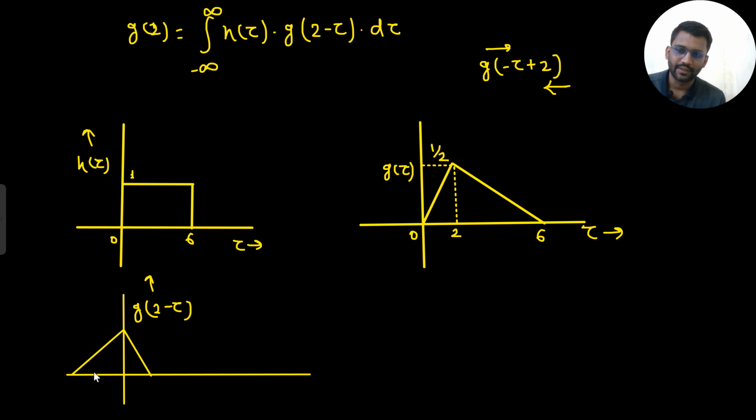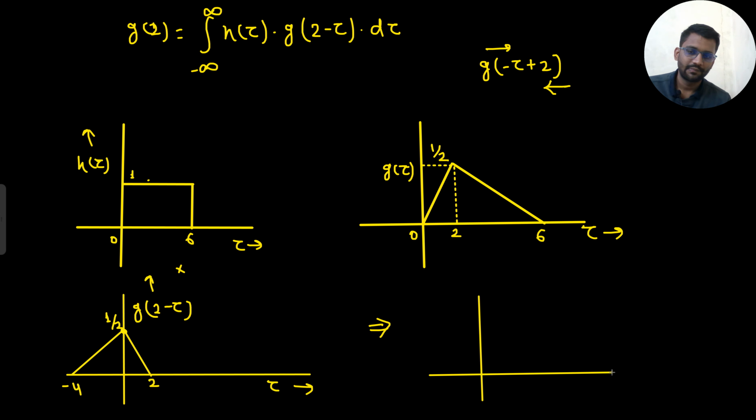This gap remains 6 only. So this will be minus 4. This will be 2. And this point will be 1 by 2 versus tau. Now these two are being multiplied and then we need to take the area. So if you multiply this function and this function, what you will get? Only this much of function, right? That's it. Only this much of function.